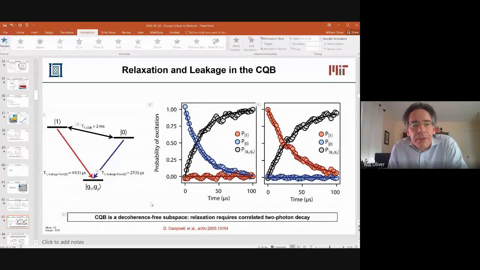And the upshot of all of this is that the decay within the subspace from 1 to 0 is greater than 2 milliseconds. Basically, that's just a very rough bound, because we're subtracting two very large numbers to figure this out. So what's going on is that the CQB is a decoherence-free subspace, and relaxation within this subspace requires a correlated 2-photon decay, because each underlying qubit has to flip. Okay, so it has a long lifetime, but unfortunately the leakage has a shorter lifetime, basically the independent lifetime of those two transmons.